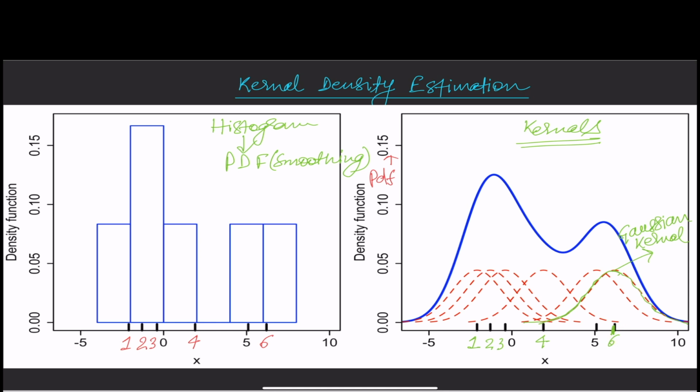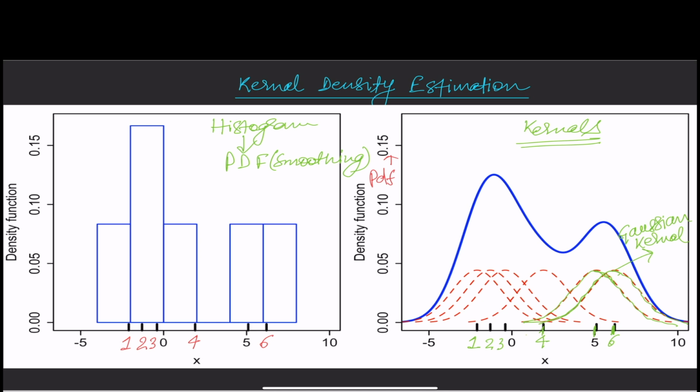Similarly, for my fifth point, let's construct a Gaussian kernel centered around my fifth point. So I can construct it like this. This is my Gaussian kernel centered around my fifth point. And I have done the same thing with my fourth point, and so on and so forth.